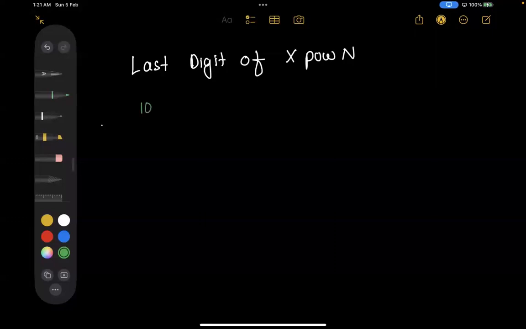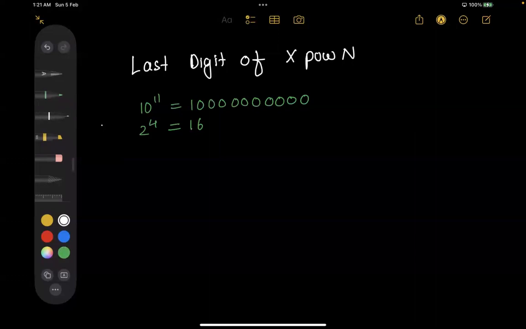if we have to find 10 power 11, this number is nothing but 1 followed by 11 zeros: 1, 2, 3, 4, 5, 6, 7, 8, 9, 10. Let's say if I want to find 2 power 4, this number is nothing but 16, right? So what you are given is two numbers.